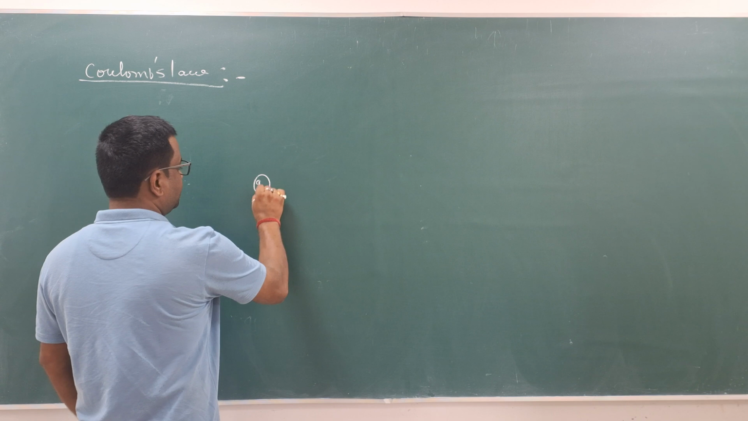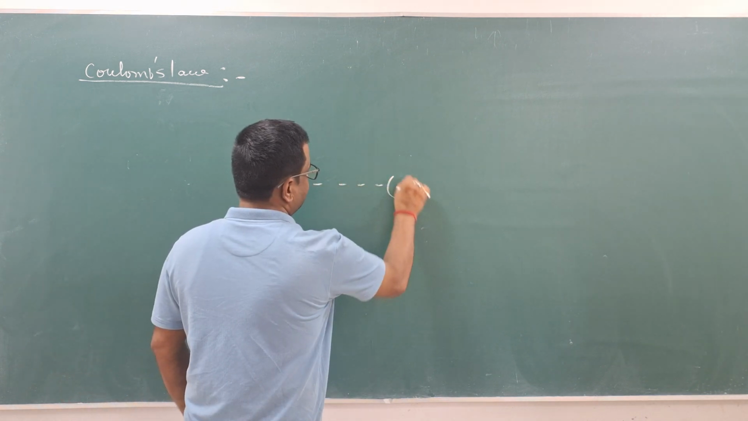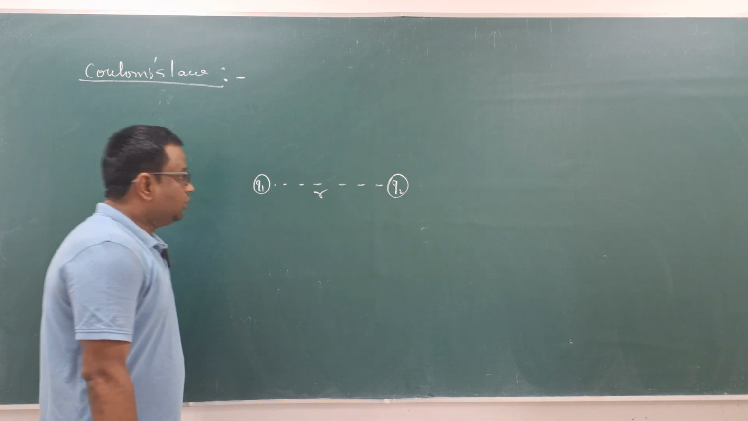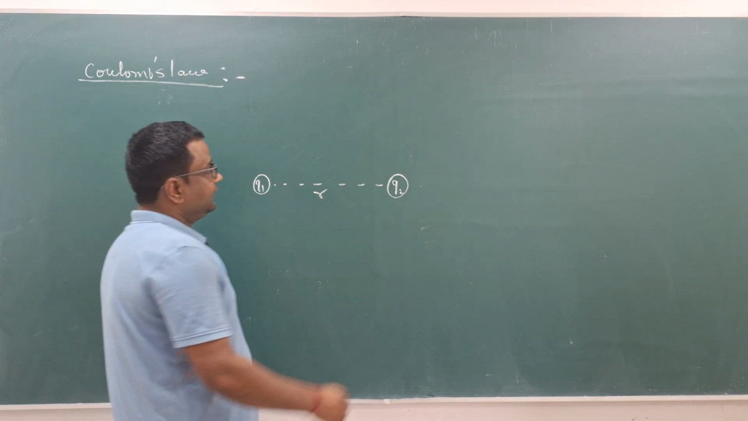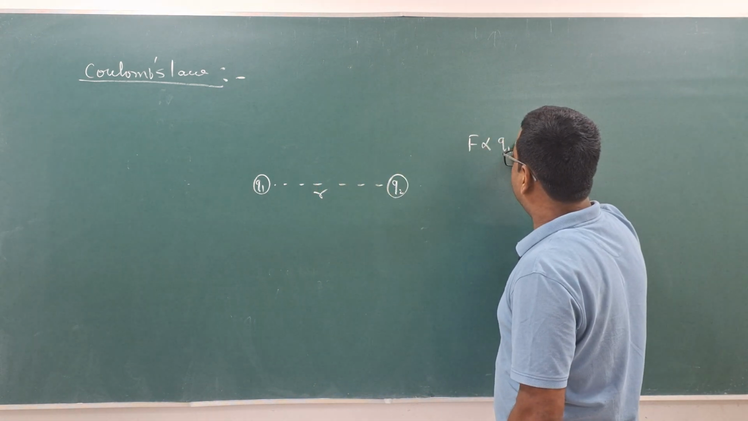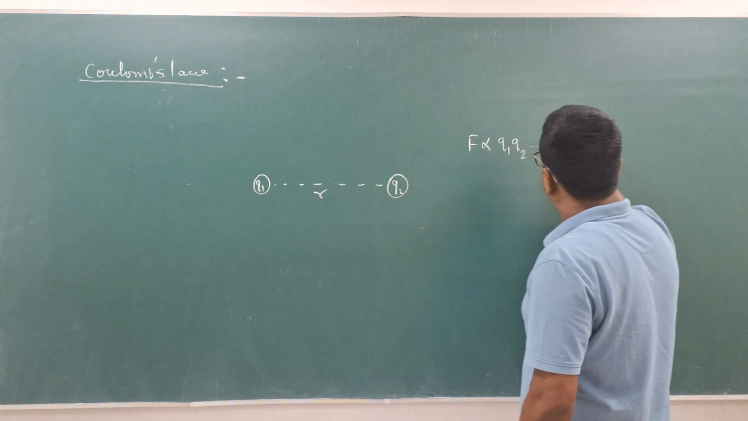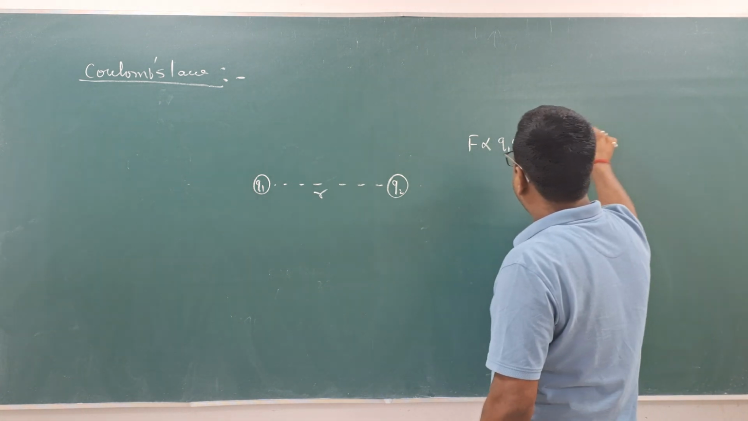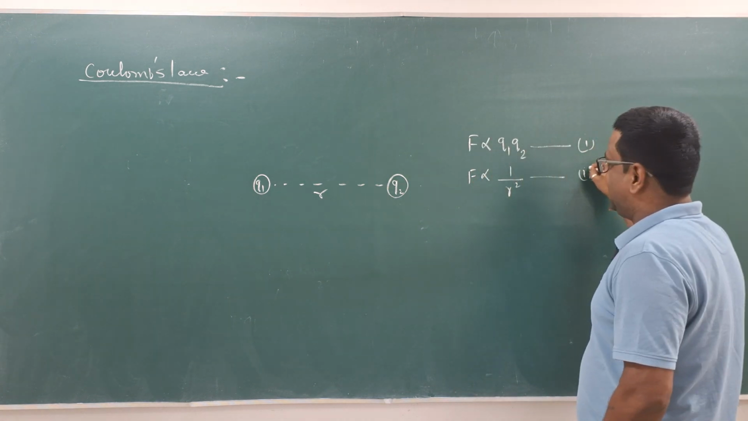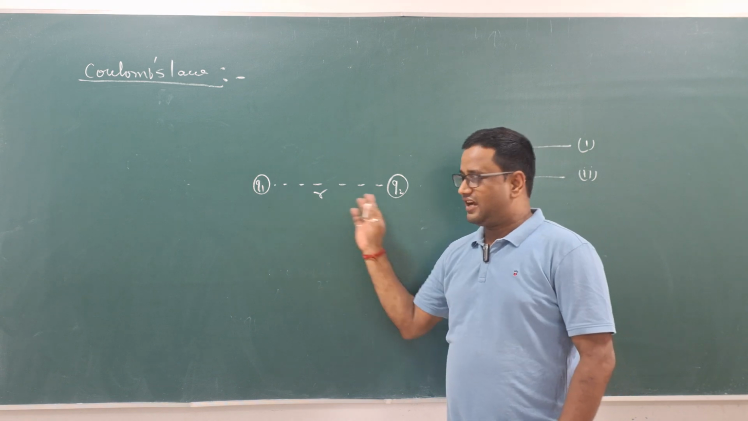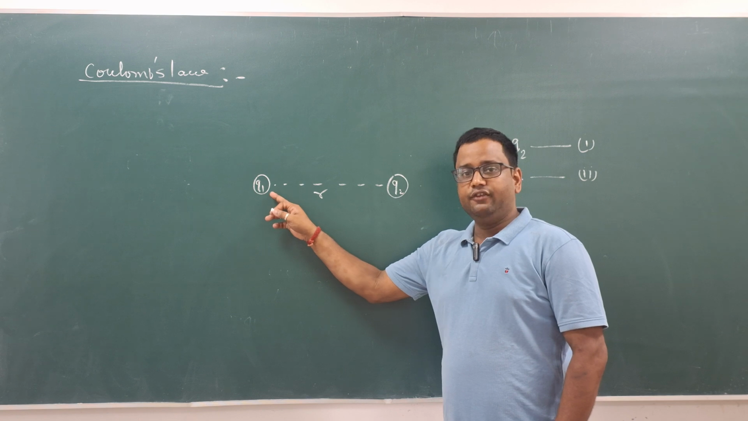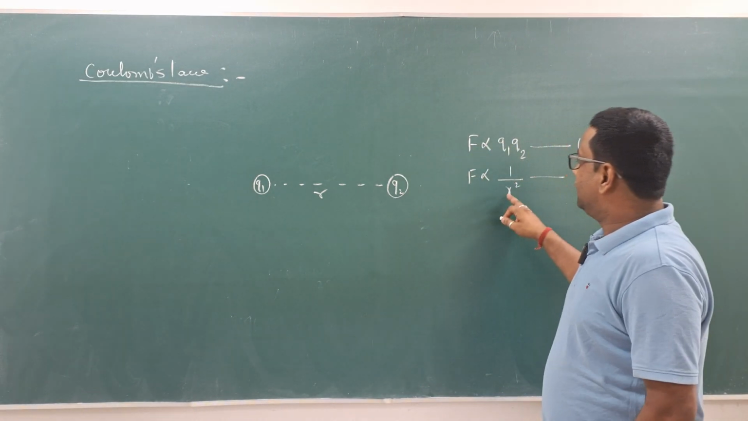Suppose we have a charge q1 and another charge q2 which are separated at a distance r from each other. Then Coulomb's law tells that the force acting between these two charged particles is directly proportional to the product of their charges and inversely proportional to the square of their separation.